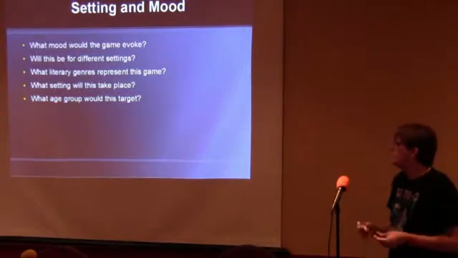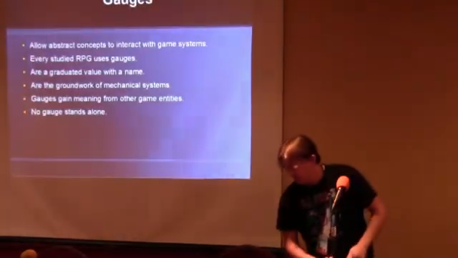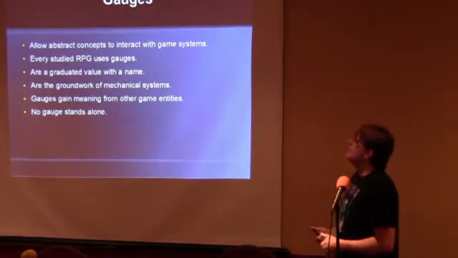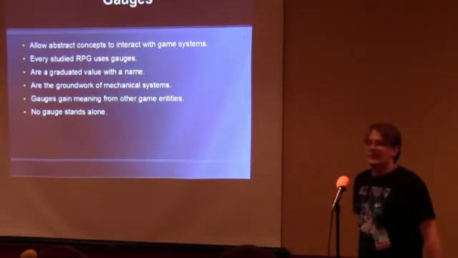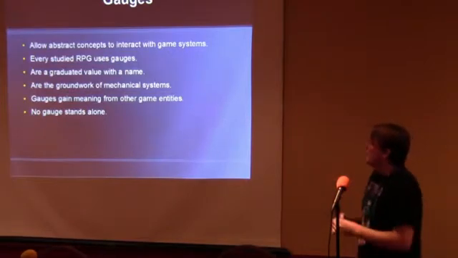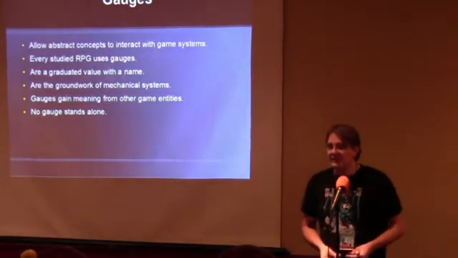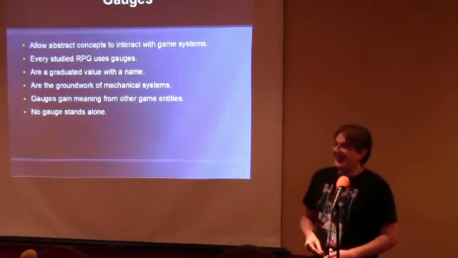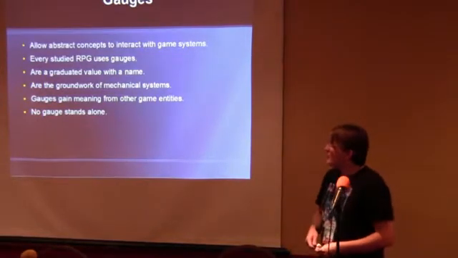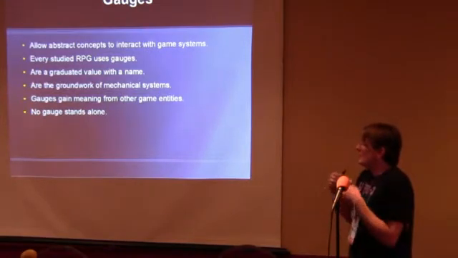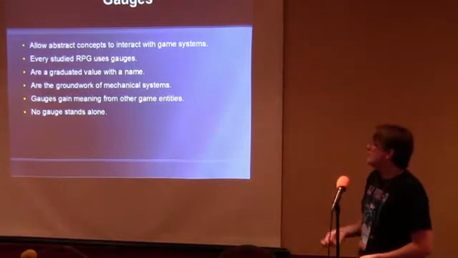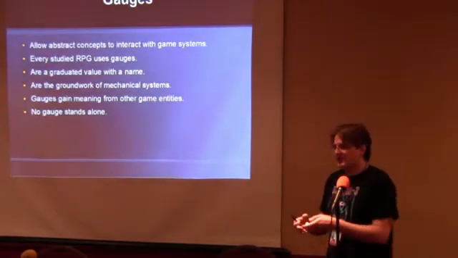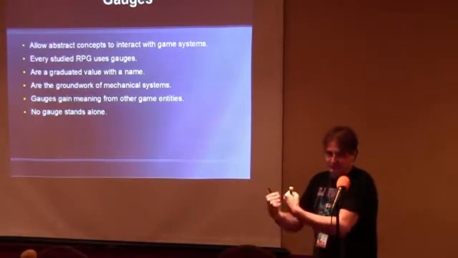Alright, so far so good. Now I'm going to get into the jargon of the game. Gauges. This allows you to abstract concepts to interact with game systems. I know a lot of this is going to sound a bit dry, but follow with me. Every RPG studied in this book uses gauges, and it can be argued that you don't really have a role-playing game without a form of gauge, because they are graduated values with a name, and they are the groundwork of mechanical systems. Gauges gain meaning from other game entities. No gauge stands alone. Gauges are like abilities, like strength, that represent the character's abilities and being strong.